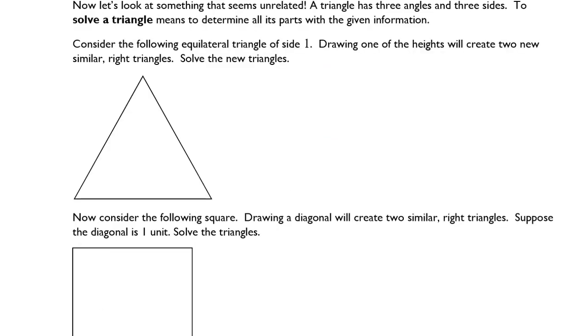So let's take a look at the following equilateral triangle of side 1. If we wanted to draw one of the heights, we know the sides of this equilateral triangle are stated to be 1. If we were to split this into 2 down the center, we would have 2 right triangles.